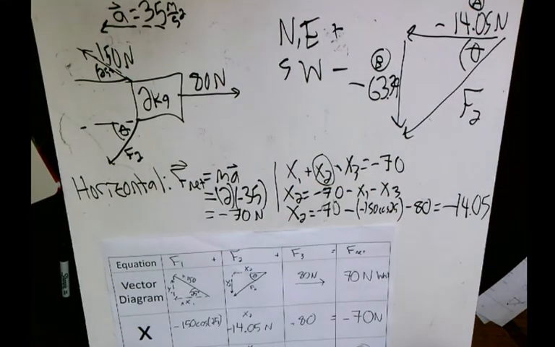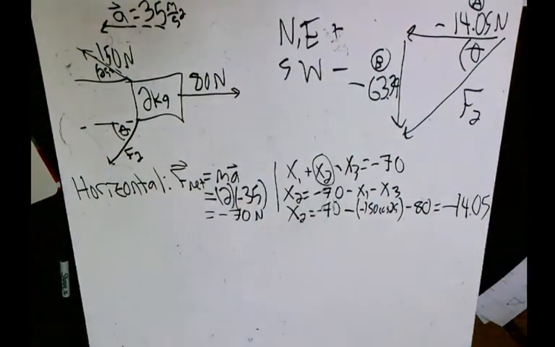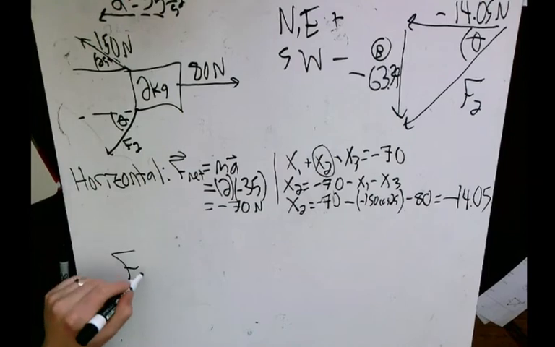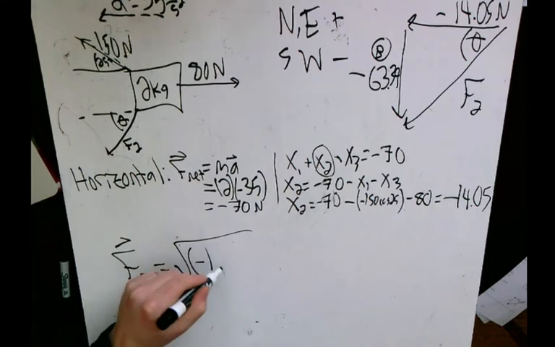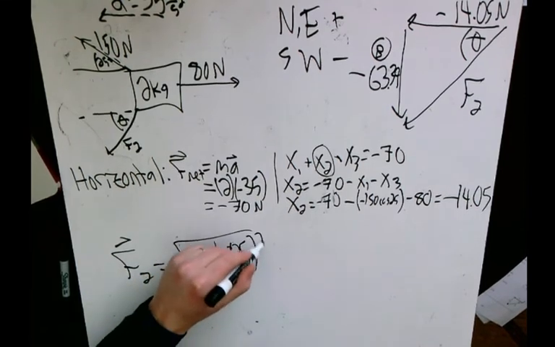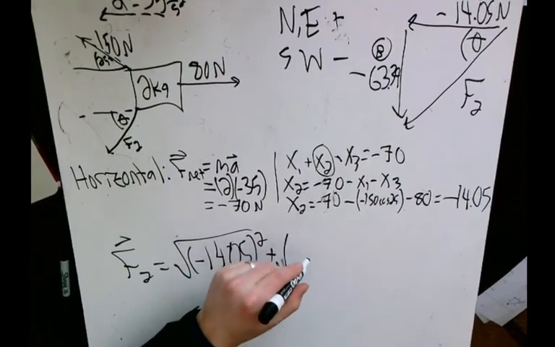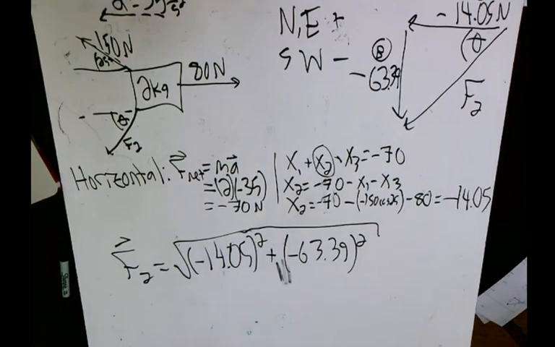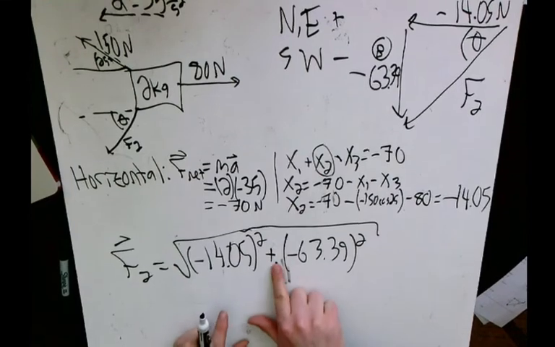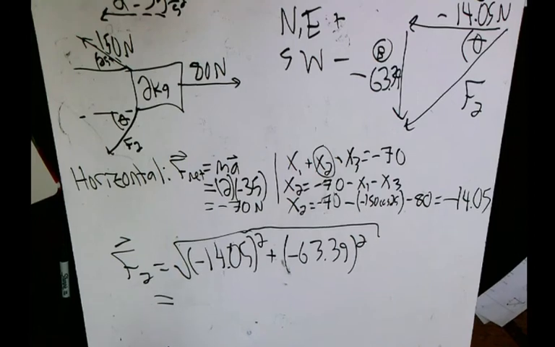I ran out of room. Let's try doing it down here. So F2 is equal to, in magnitude, the square root of our first side squared plus our second side squared. I kept the negative signs around, but since we're squaring them, no harm, no foul if you leave out those negatives. And that will come out as 64.9.